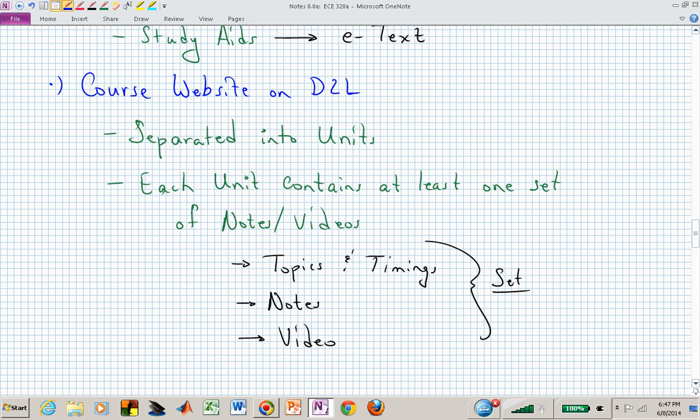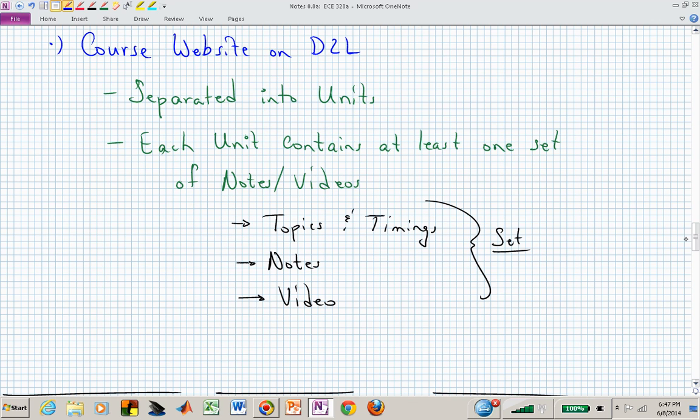That will be separated into 12 units, and there will be some exam units also interspersed at the appropriate locations, and those you will then need to look at and practice for to get ready for each of the 4 midterm exams and the final. Each unit has at least one video and notes section.